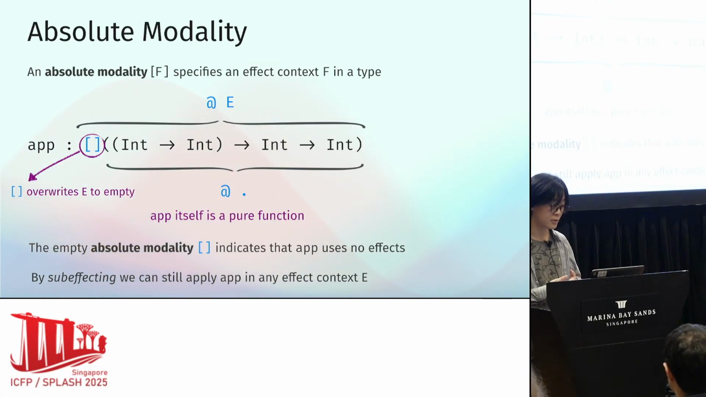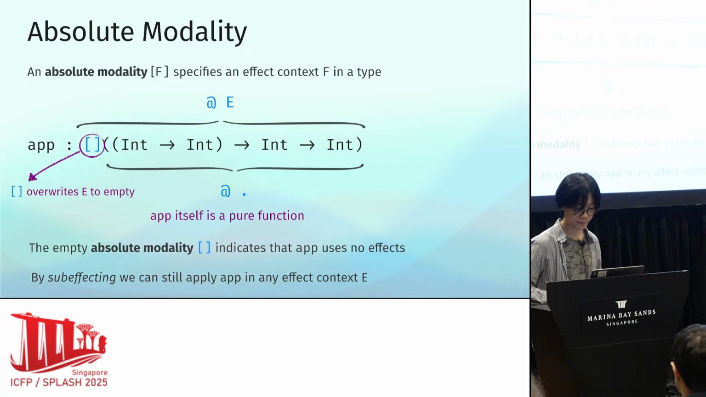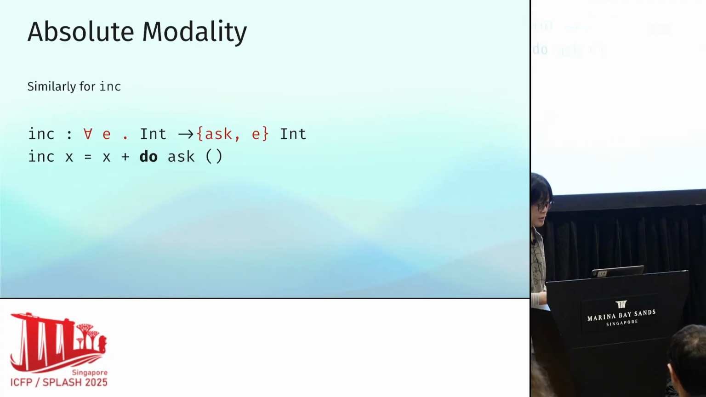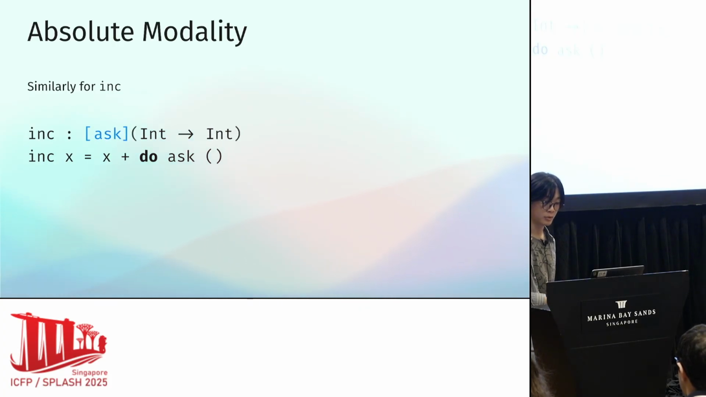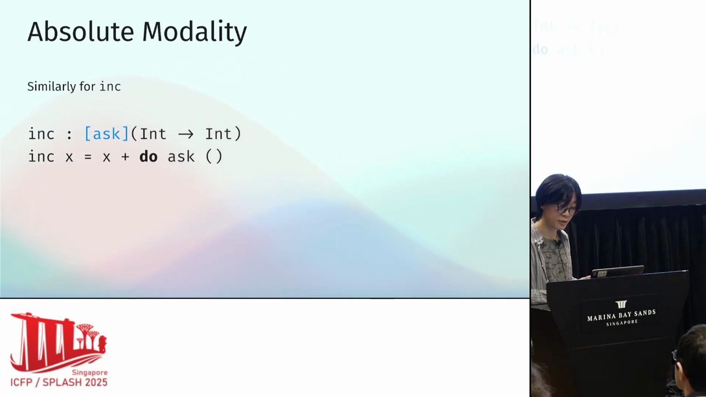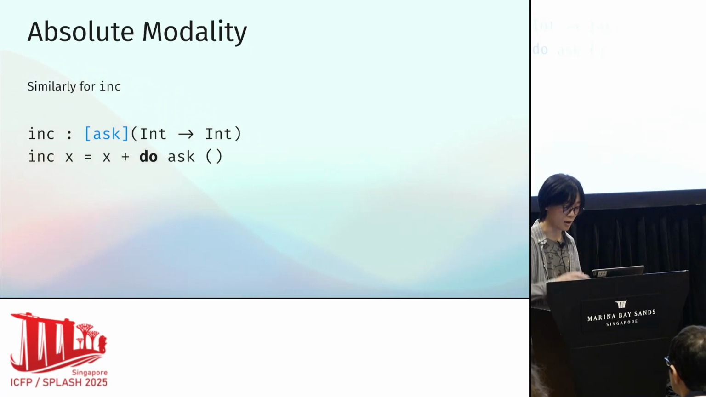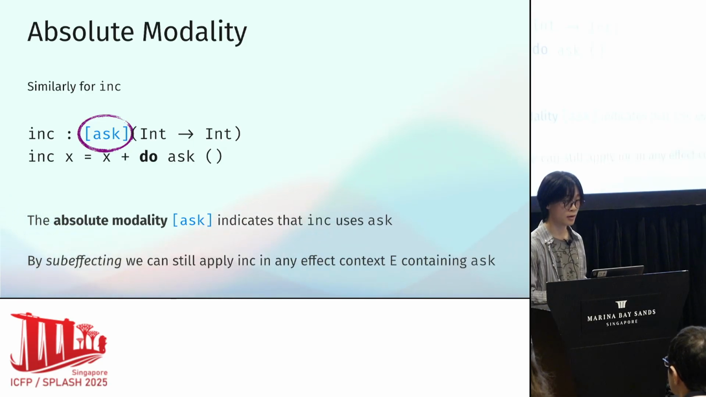And we have a natural notion of sub-effecting, so that although f is a pure function, we can of course use it under any effect context e. Similarly, for ink, instead of having this quantifier of e and adding e to the function arrow, we can use an absolute modality to say that the definition of ink uses ask, and we do not care what other effects might be used when we apply ink. By sub-effecting, we can still apply ink with other effects.